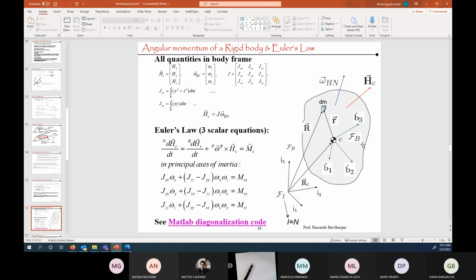So we know that the angular momentum of a rigid body with respect to the center of mass, C, can be expressed as the product of the inertia matrix J times the angular velocity of the body with respect to N, the inertial observer. This vector, omega BN, is the angular velocity of the rigid body, this potato here, which will be our spacecraft eventually, projected in xyz on the body itself, b1, b2, b3. And J is the matrix of inertia also computed with respect to the axes of the rigid body itself. Okay, so once we have that vector, Euler's law will give us three scalar equations.